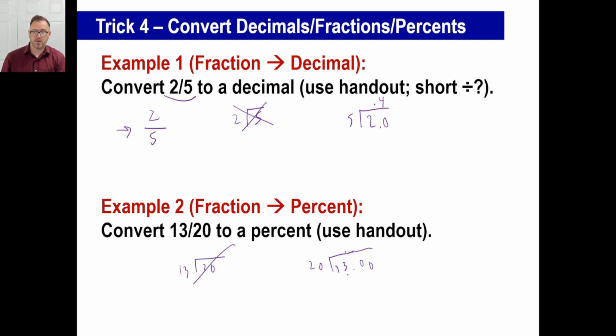So 20 into 130, same thing as 2 into 13, that's 6. That's going to be 120, 10 left over. Drop the 0, 20 into 100 is 5, it works perfectly, right? That's your decimal. To get it to a percent, you simply move it over twice, like this. And there we go. That means it's 65%.